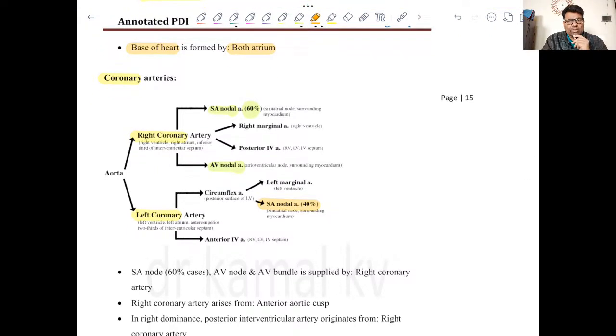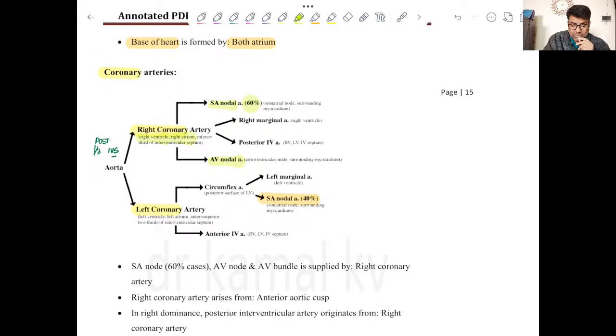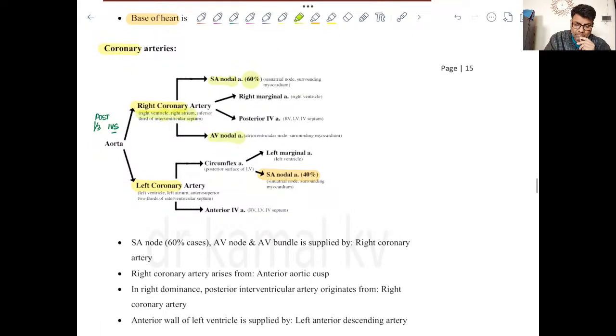And moreover, the right side of the heart mostly is supplied by right coronary artery. So right ventricle, right atrium, and posterior 1/3 of interventricular septum. Left coronary has the major contribution. So in 40% of persons SA node can be supplied, then left ventricle, left atrium, and anterior 2/3 of interventricular septum. Right? So this is the major arterial supply.